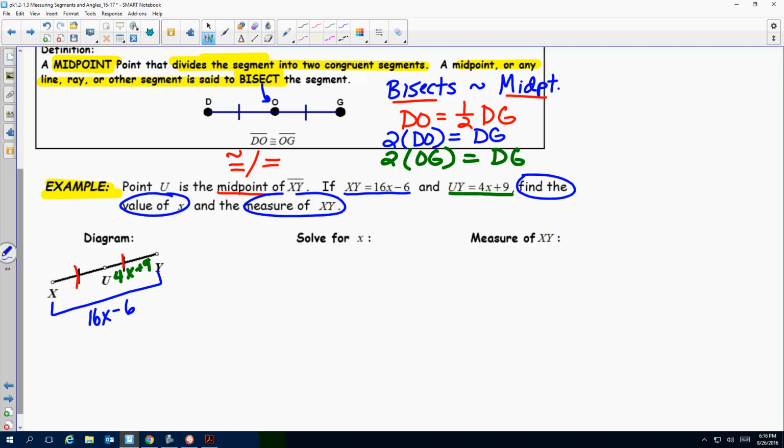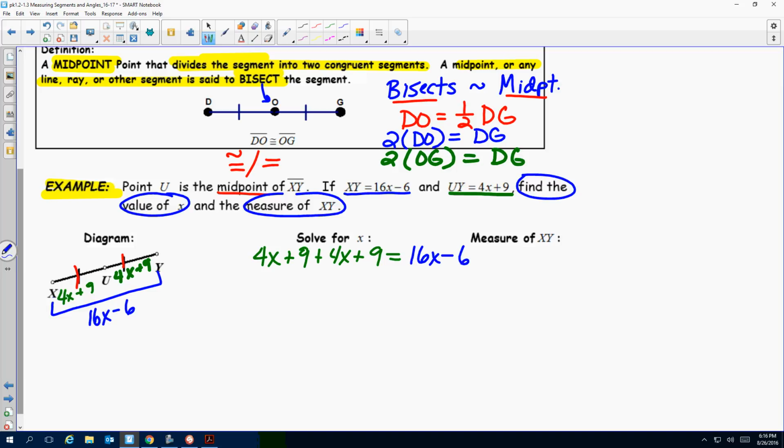So I apologize, let me try to fix this. UY is 4x plus 9, and it has a tick mark. Well, there's a tick mark over here, which is XU. That is also 4x plus 9. So there's two ways I can set this up, okay? If I know the two parts are equal, and I know the whole segment, then I could say 4x plus 9 plus 4x plus 9 equals the whole segment, which was our 16x minus 6.